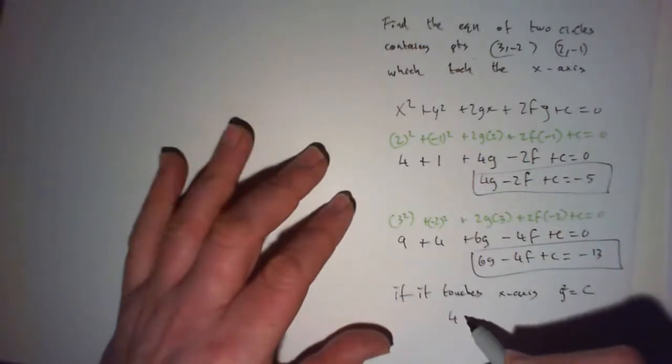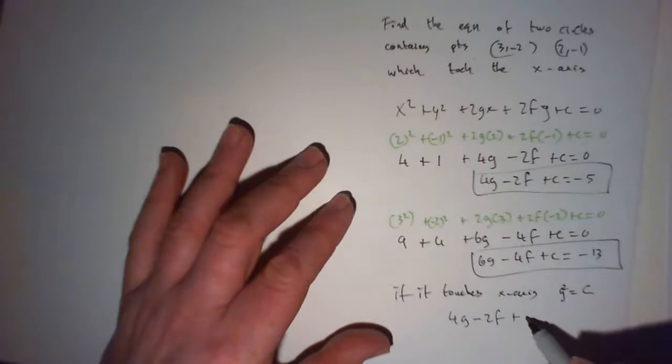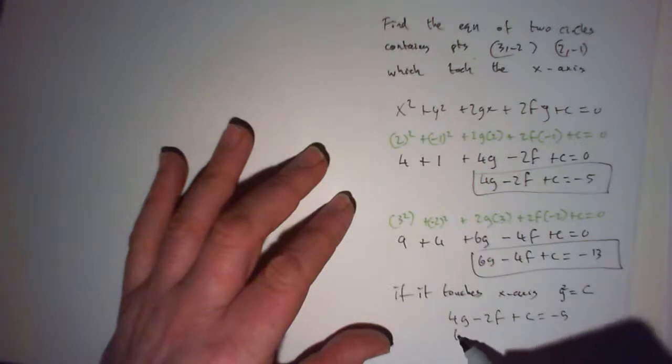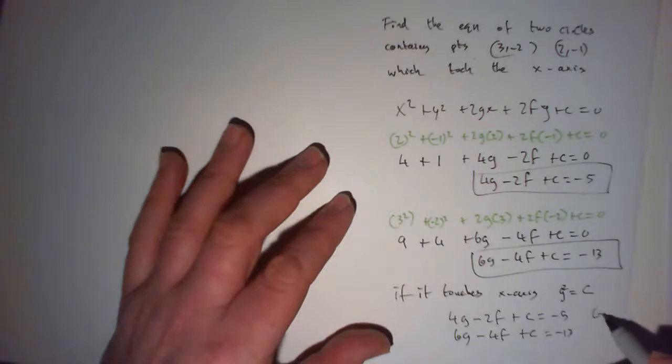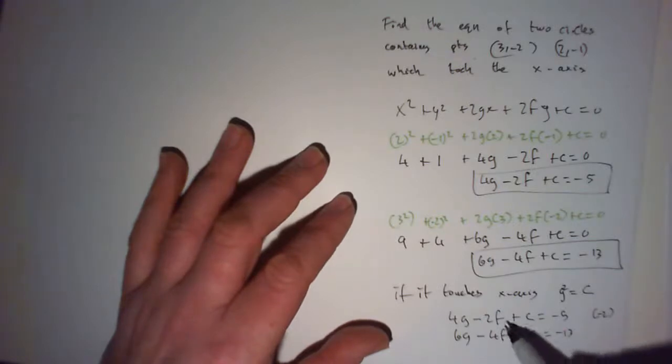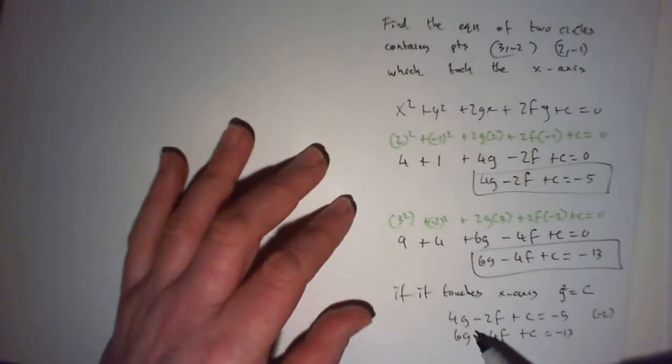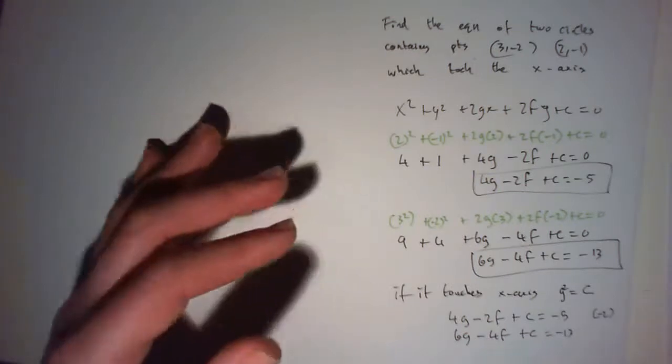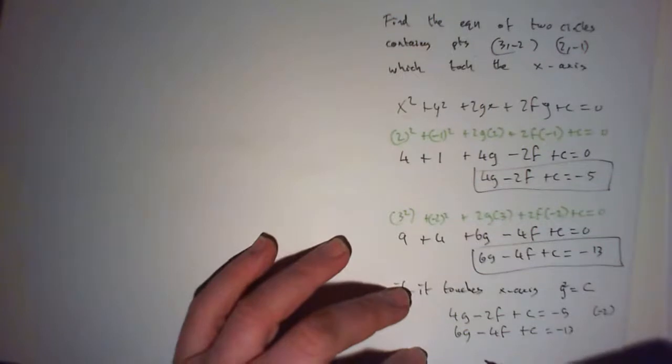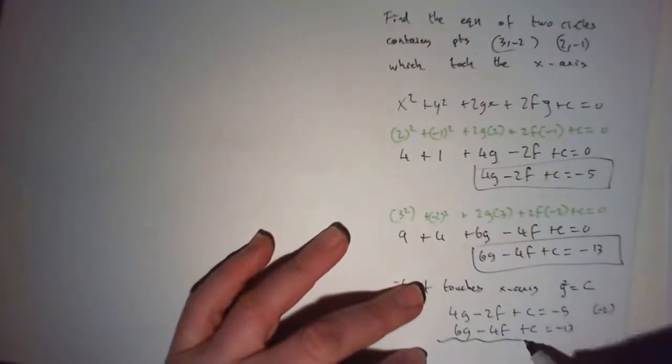So I'm going to take these two and cancel out the f because that's not going to help. The other one is 6g minus 4f plus c equal to minus 13. So if I multiply the top line by minus 2, that should cancel out the f's. Top line by minus 2. I hope I haven't lost anyone so far.